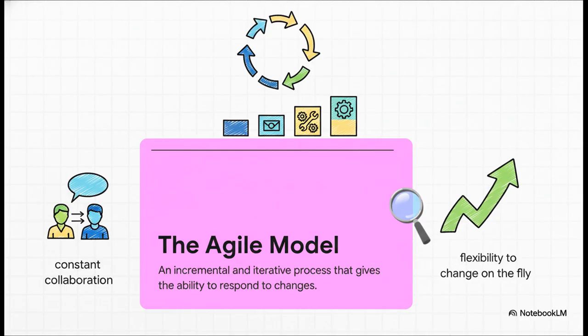Agile is basically the philosophical opposite of waterfall. Instead of one big launch at the end, you build the product in small, incremental pieces, called iterations. It's all about flexibility and constant collaboration, letting the team adapt to new user feedback and changing requirements on the fly. It is truly built for the modern world of app development.